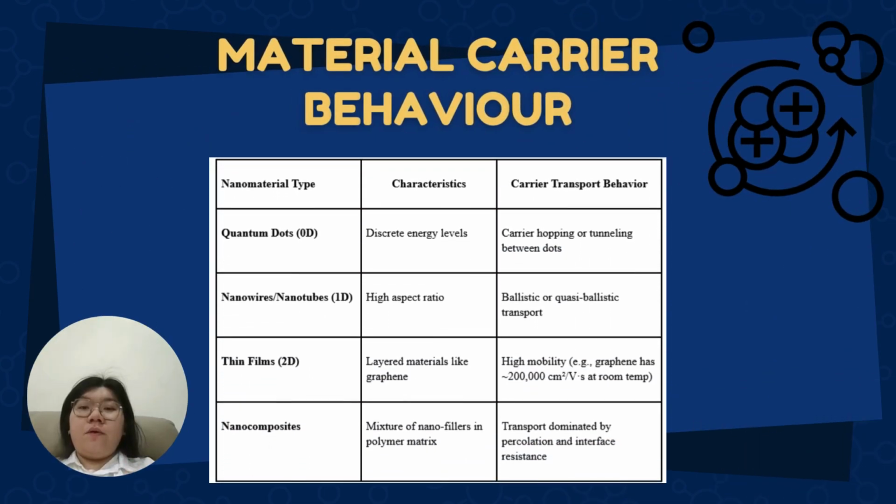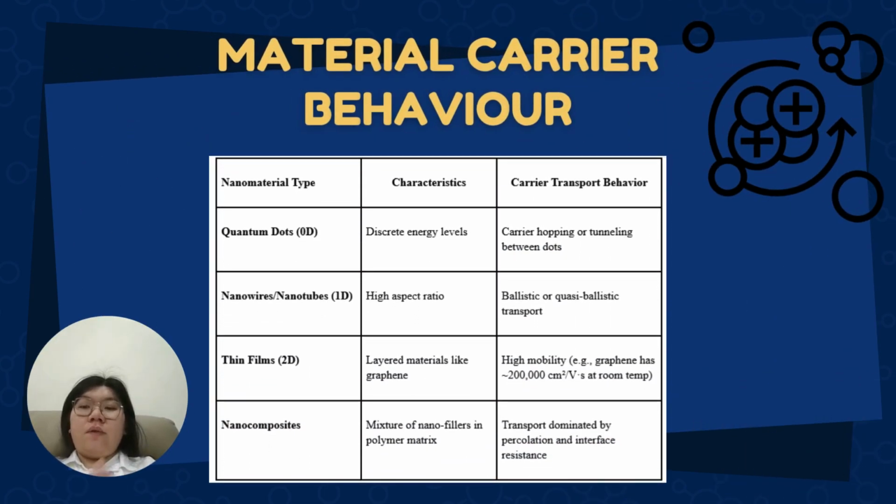Now I'm going to explain about the material carrier behavior. There are four types of nanomaterials. Quantum dots, 0D. It has characteristic discrete energy levels, and it will transfer through hopping or tunneling between the dots. The nanowires is known as 1D, which has high aspect ratios. It will transport through the ballistic or quasi-ballistic.